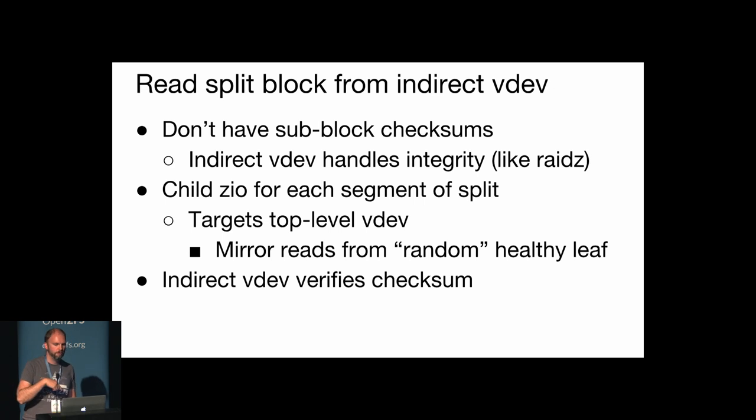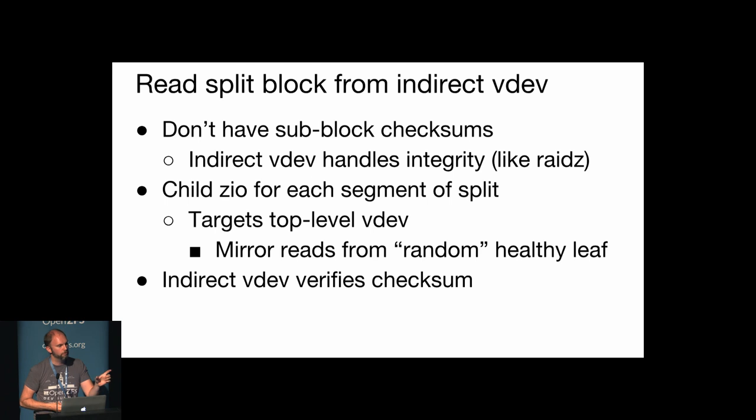But what if we're reading a split block? The issue is that we don't have sub-block checksums. We have the checksum of the whole block, but half of it is here and half of it is there. When I issue the read for this half, I don't know what the checksum of that is. So I can't pass it down to the child ZIO. So instead, we need to handle the integrity at the indirect VDEV level.